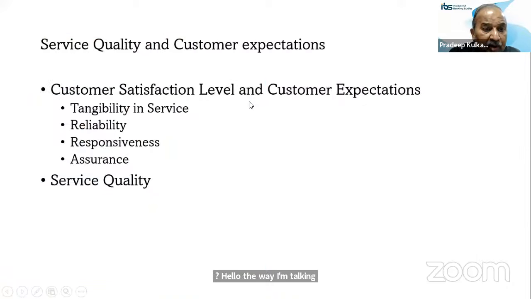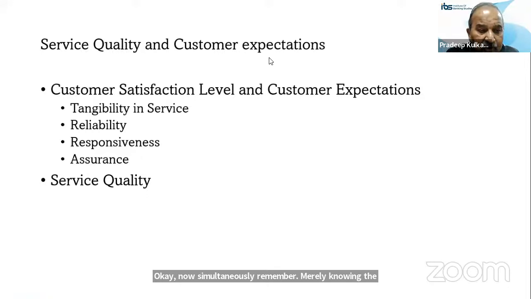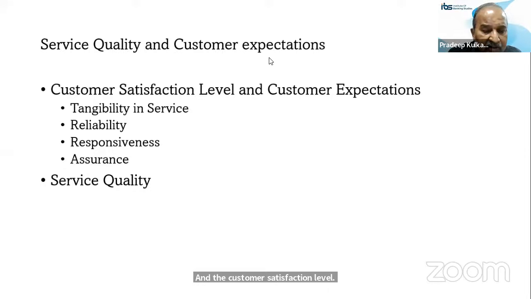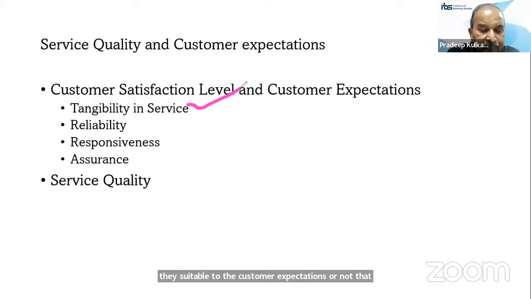Okay. Now, simultaneously remember, merely knowing the Maslow theory is not sufficient because customer expectations are all equally important. And the customer satisfaction level, and whether the services are suitable to the customer expectations or not, is decided on four important factors. One is the tangibility of service, reliability, responsiveness and assurance.